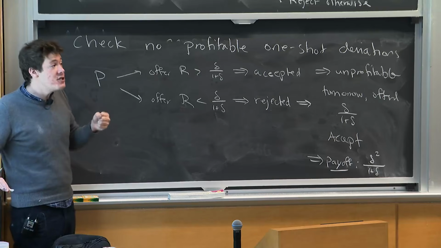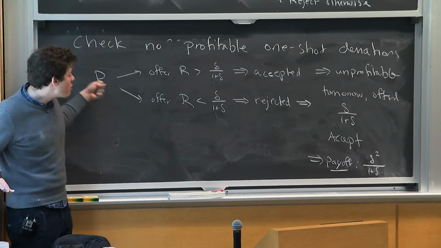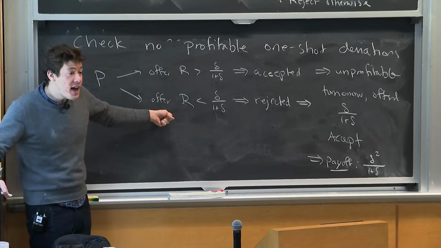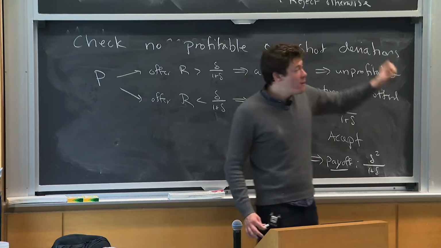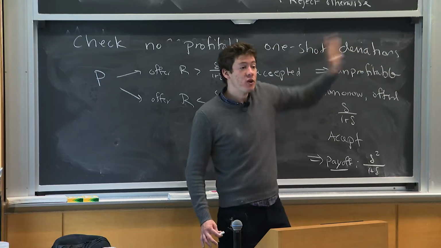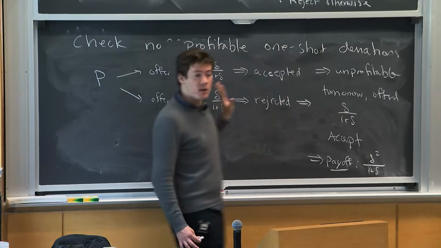We have not directly checked multi-shot deviations, where the proposer is too stingy today, and then also rejects the offer tomorrow, and then does more complicated things. But the one-shot deviation principle says we don't have to worry about that. Any questions on that?